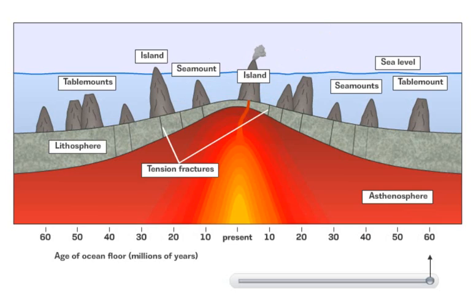As seafloor spreading moves an active island away from its source of magma, the top of the island can be flattened by wave erosion in just a few million years. The animation shows how this flattened seamount, now a tablemount, continues to be carried away from its source, and after millions of years is submerged beneath the ocean.